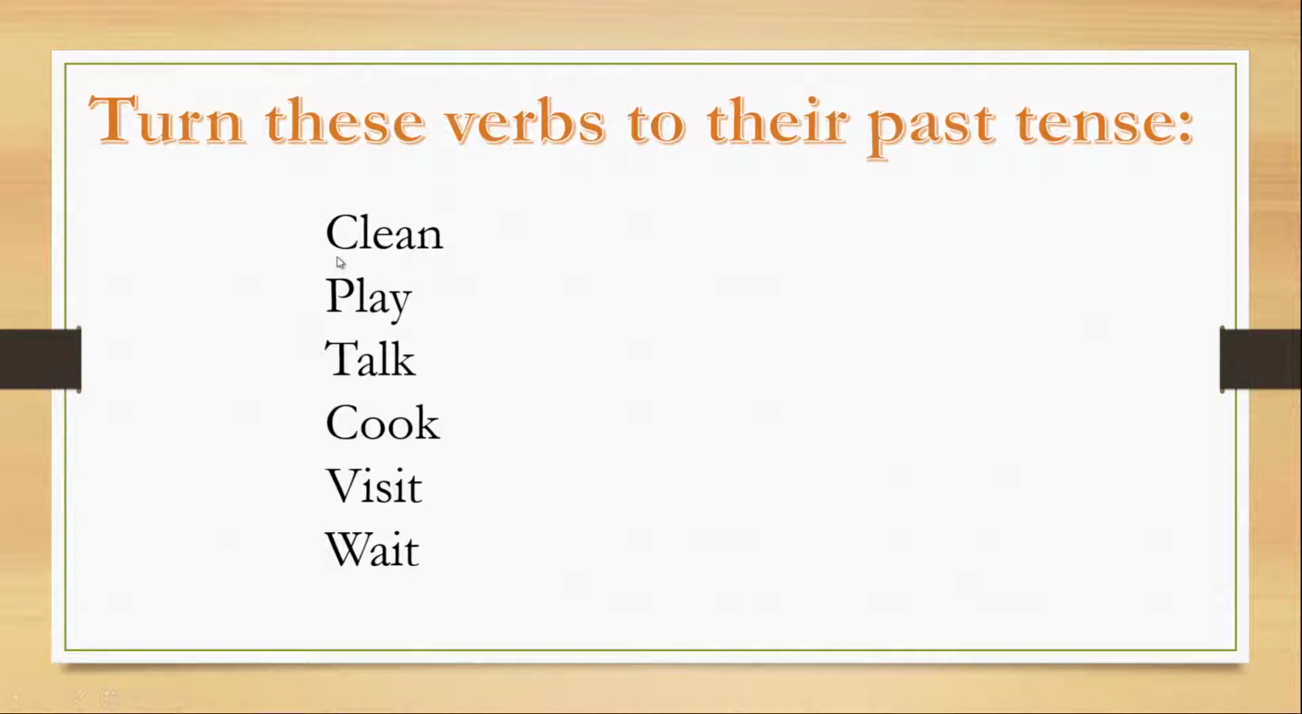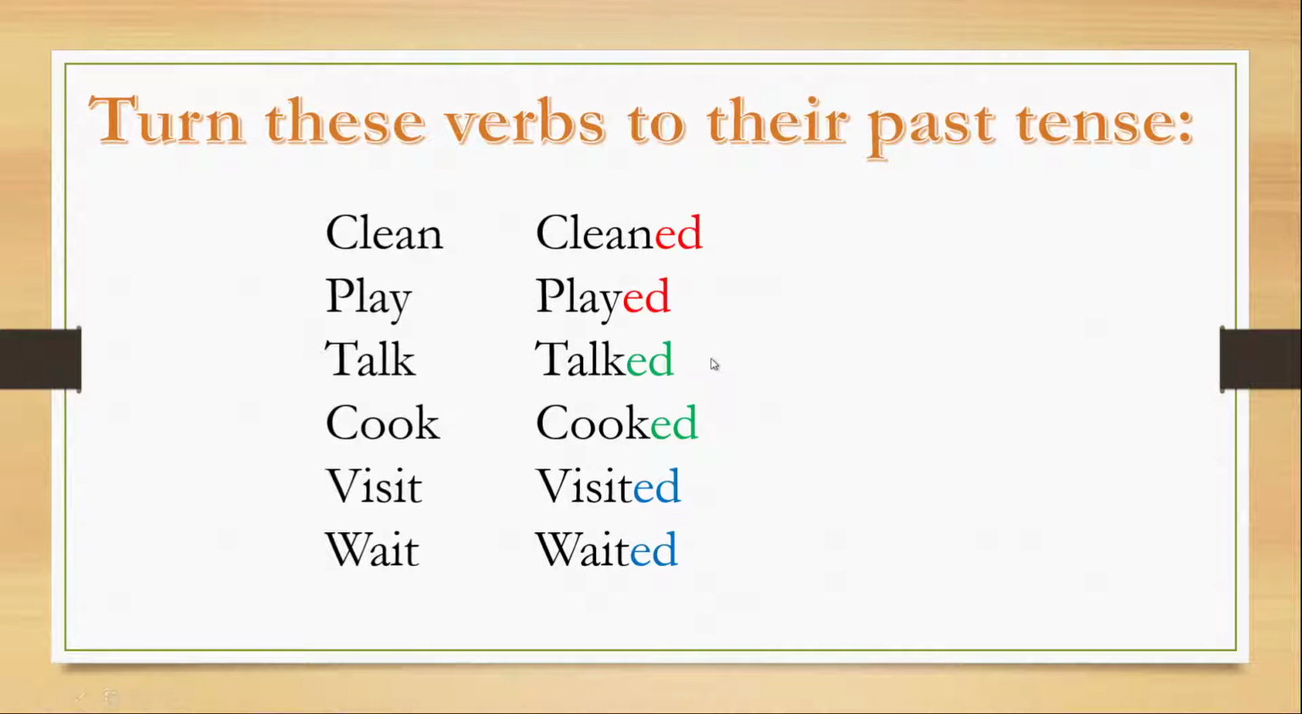The verbs are clean, play, talk, cook, visit, and wait. All of them are regular verbs, so we just add ed at the end. Now they are in their past form. The past for clean is cleaned. The past for play is played. The past for talk is talked. The past for cook is cooked. The past for visit is visited. The past for wait is waited.